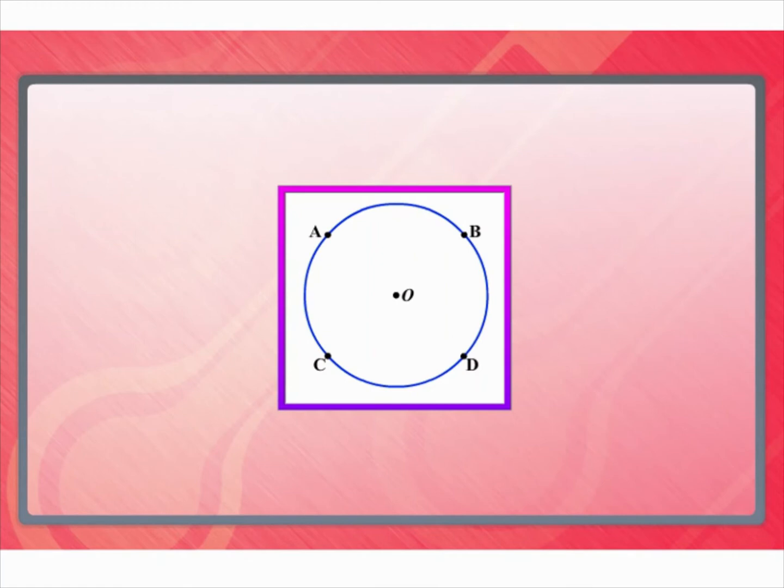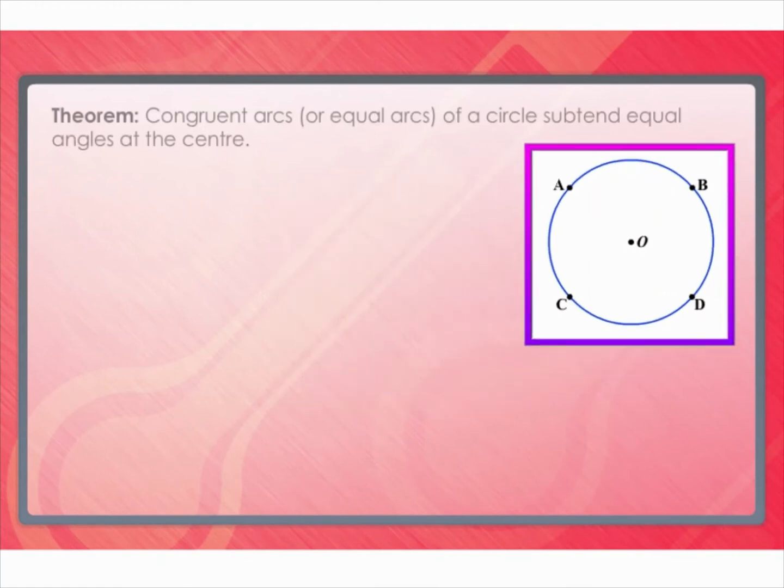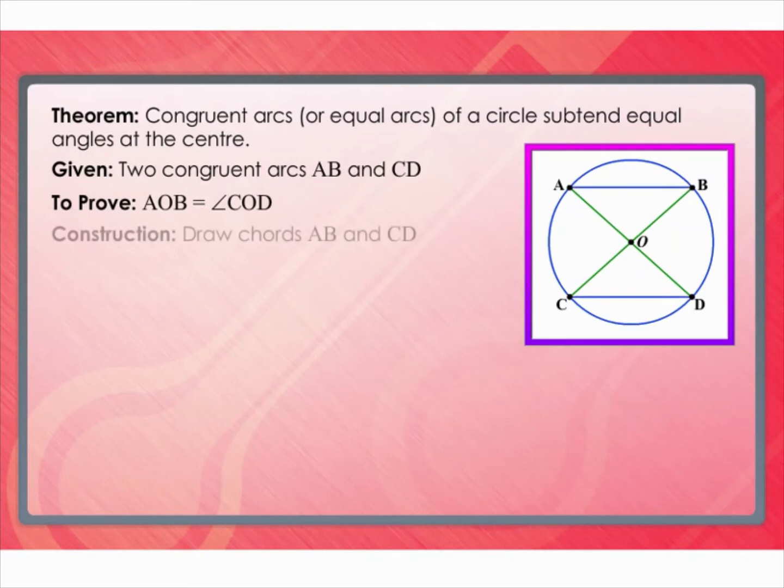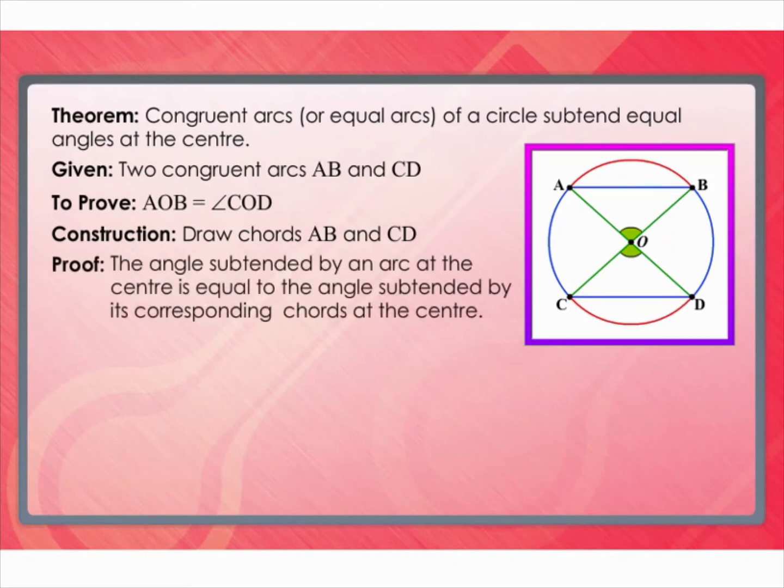Here let's use the property of congruent arcs of a circle to prove a theorem. The theorem states the congruent arcs of a circle subtend equal angles at the center. Now we have to prove, if AB and CD are two congruent arcs, then angle AOB is equal to angle COD. To prove the theorem, let's draw corresponding chords from arcs AB and CD. As you can see, angles subtended by arcs AB and CD at center O are equal to angles subtended by the corresponding chords at the center.